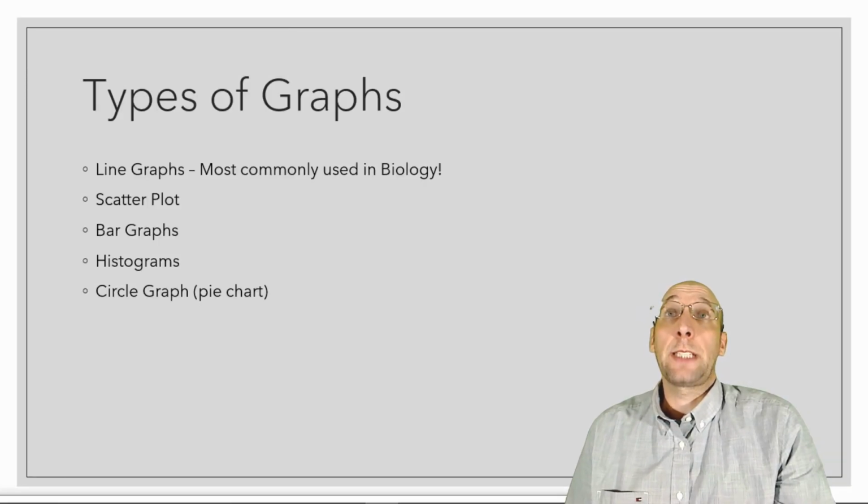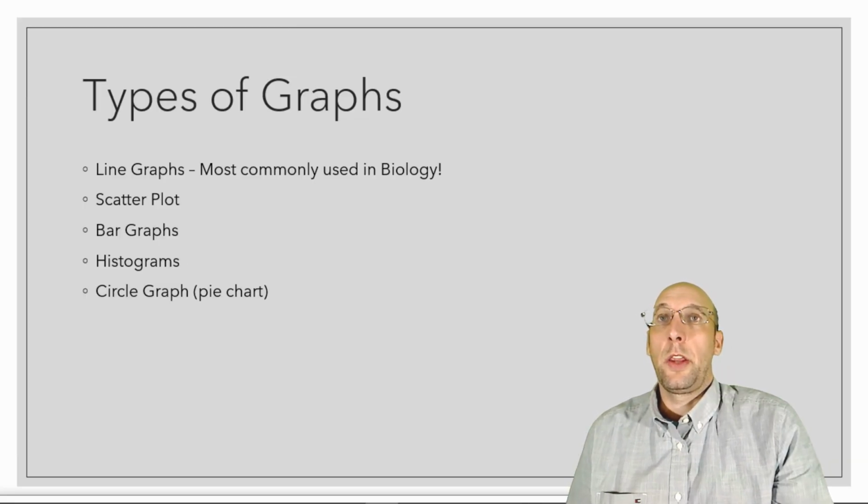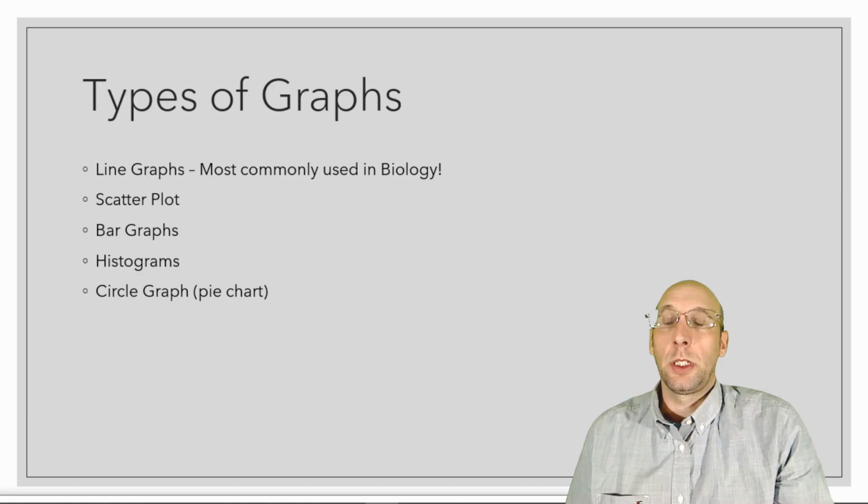Okay, so there are different types of graphs. Line graphs I want to mention and highlight. They're the most commonly used in biology. If you're trying to figure out what graph to use, start with thinking, can I make this a line graph? And then move on to the others if the line graph doesn't work. Scatter plots, we'll discuss that in a moment. Bar graphs, histograms, and circle graphs are other types of graphs. Okay, so we're going to start with line graphs.